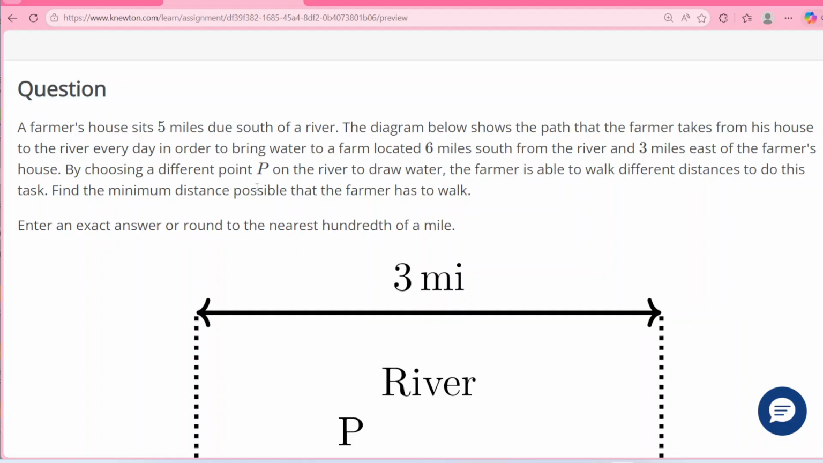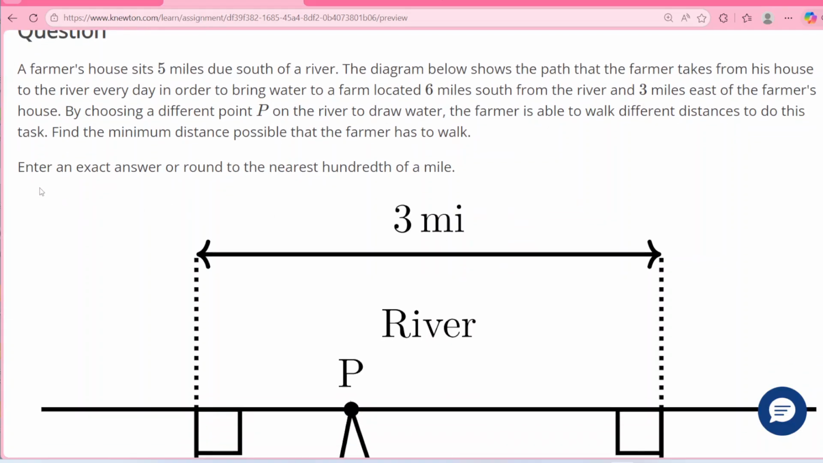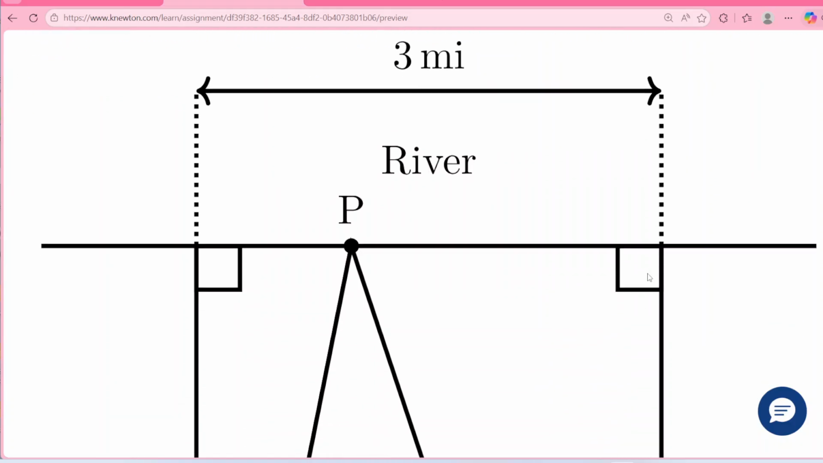So by choosing a different point P on the river to draw water, the farmer is able to walk different distances to do this task. Find the minimum distance possible that the farmer has to walk. And it says enter an exact answer or round to the nearest hundredth of a mile.